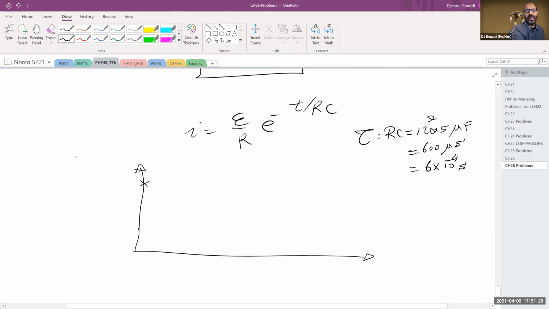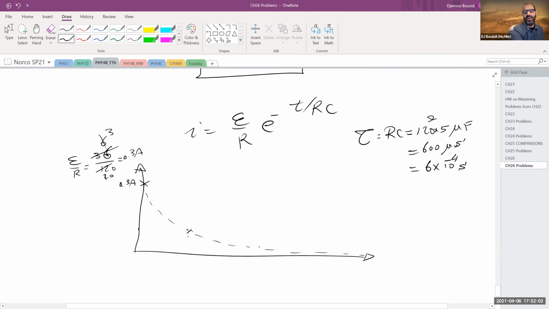It starts as epsilon over R. And epsilon over R, the biggest current in the circuit, is going to be 36 divided by 120. This is divisible by 6, leaves me 20. This is divisible by 6, leaves me 6. 6 divided by 2, that's 3. 3 divided by 10, that is 0.3. So it starts with 0.3 amps. That is the biggest current, and it starts to drop with time exponentially.